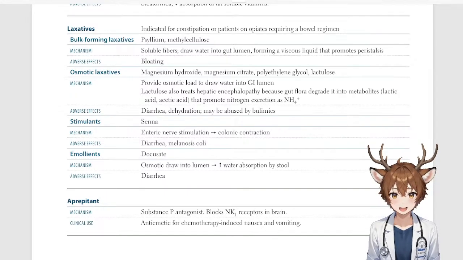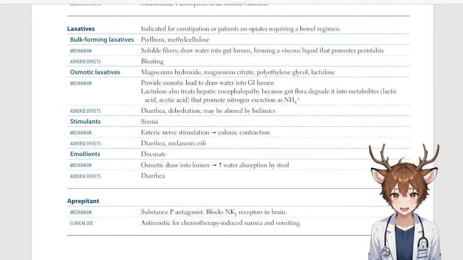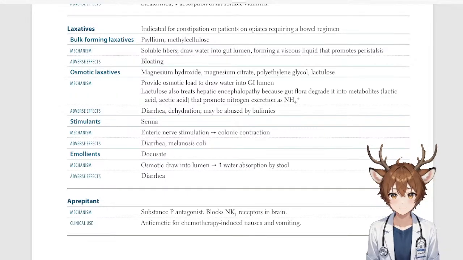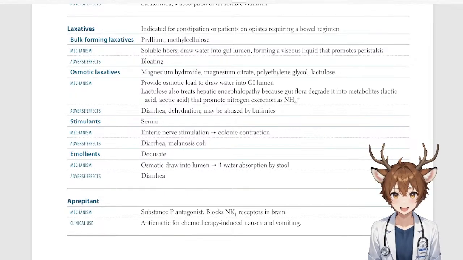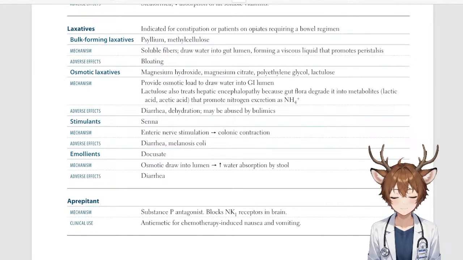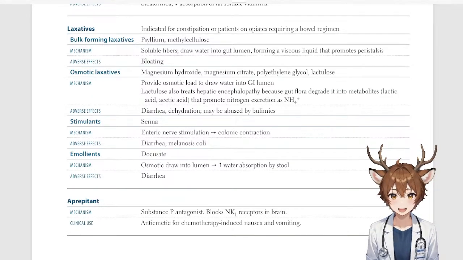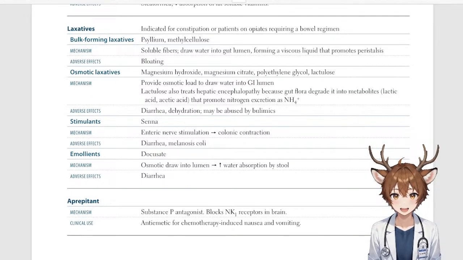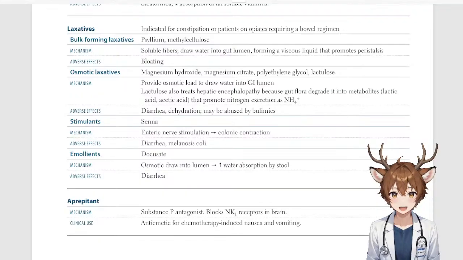Because they want to try to lose weight. They want to prevent themselves from gaining weight, but they still want to binge and stuff like that. So, stimulant laxatives like bisacodyl and senna, these cause enteric nerve stimulation leading to colonic contraction, but they can cause diarrhea. Emollient laxatives, docusate, they are surfactants that decrease stool surface tension, promoting water entry into the stool, and they can cause diarrhea.